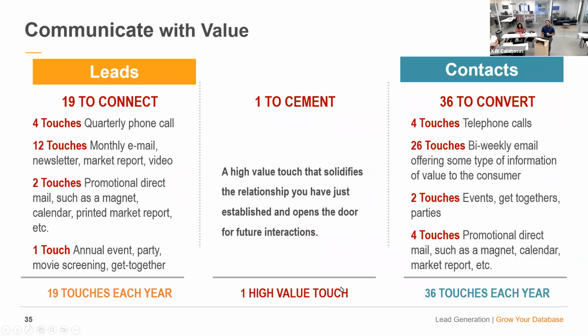Number 19, these are communicate with value. So you have the 19 connect, and this idea is 4 quarterly calls, 12 touch emails, which you can actually do through command. The print marketing stuff, like early on, it might just be that thank you card. Like, hey, Phil, thank you for taking my call, really appreciate it. And then one touch annual event.